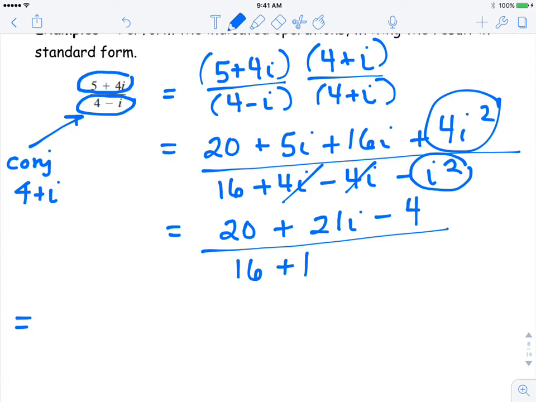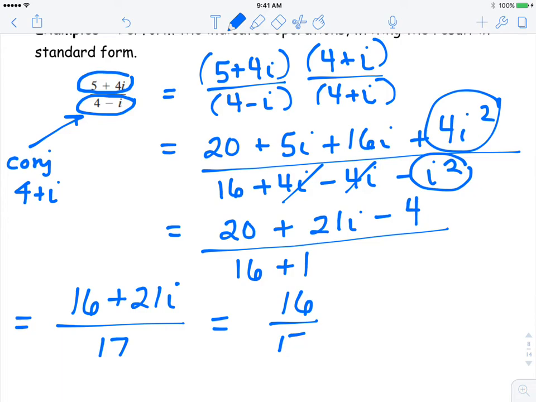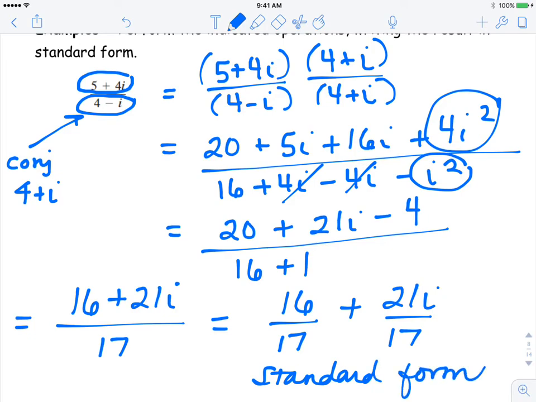20 minus 4 is 16, plus 21i, over 16 plus 1 is 17. Now we put it in standard form. So standard form says you have your real part plus or minus your imaginary. In this case, it's a plus. This is standard form.